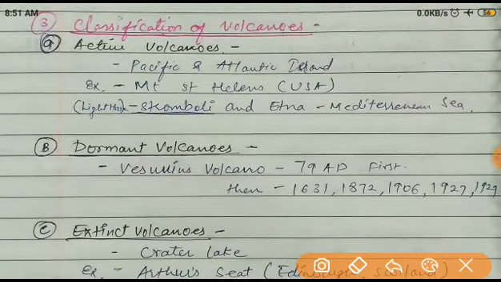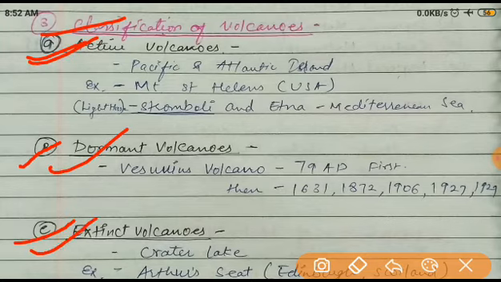Now, this is the classification of volcanoes. Basically, volcanoes are of three types. How many types? Three types: active volcano, dormant volcano, and extinct volcano. Remember three names only. Active, by the name, you can easily understand. It means it can eject, it can explode anytime. Active means generally we are active, so we can stand, run, walk, anything we can do. So an active volcano can eject anytime.